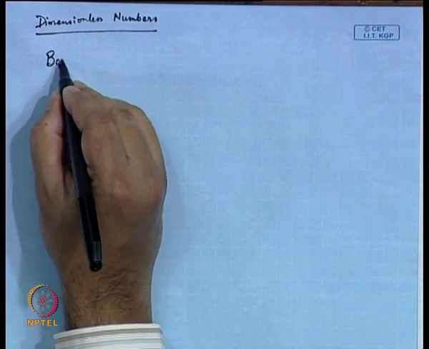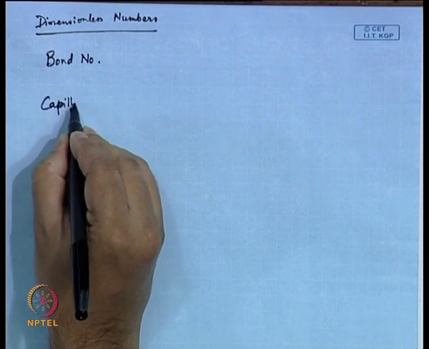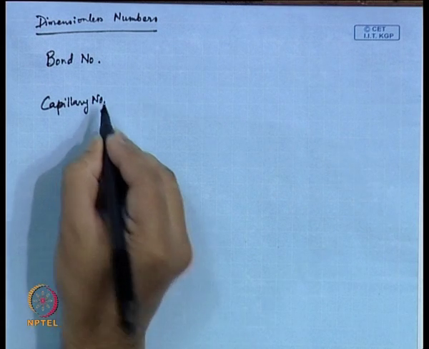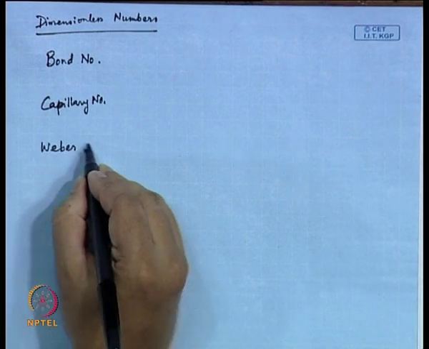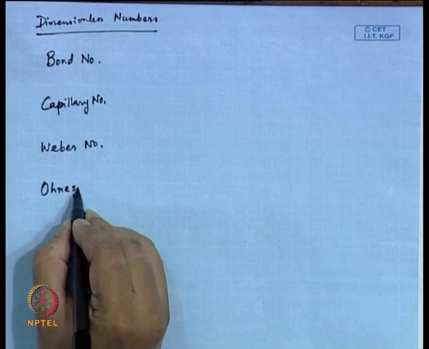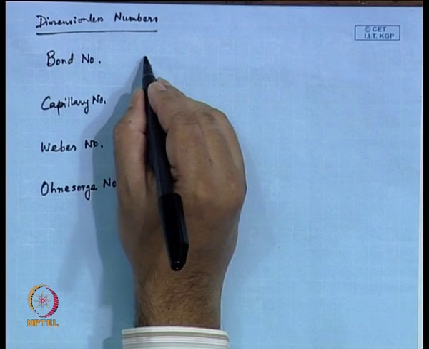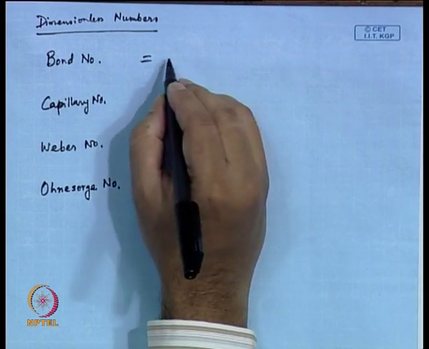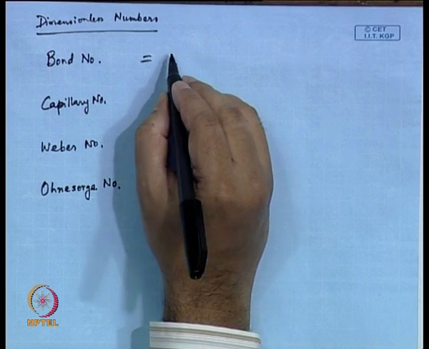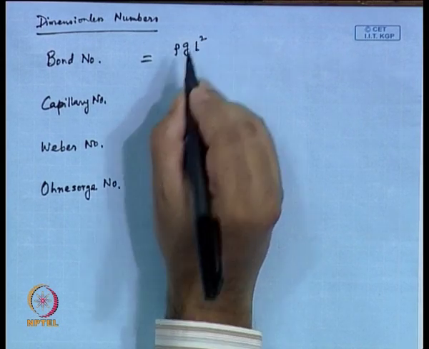So, first let me introduce some dimensionless numbers which are very important in this context. What we will be talking about here is something called bond number, capillary number, Weber number, and this is the fourth one. Okay, bond number, let me just give the definitions first with symbols. Let me put how bond number looks, and then we will try to find out what is the significance of this.